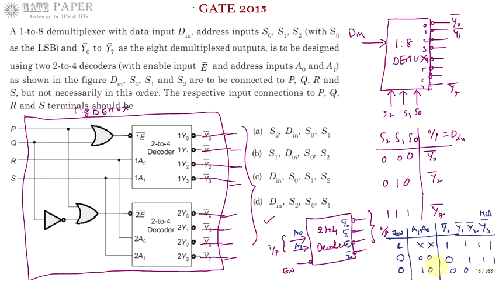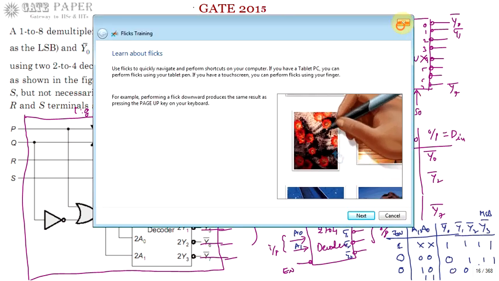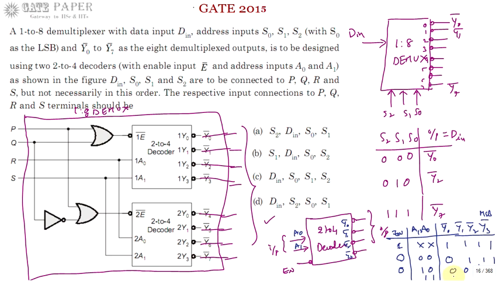If you give 1-1, all are going to be zeros except one, the last one, that is Y3, which will be selected. This is the operation. Enable equal to 0 means normal operation of the decoder. Enable equal to 1 means disabling the decoder operation, since enable is an active low condition.